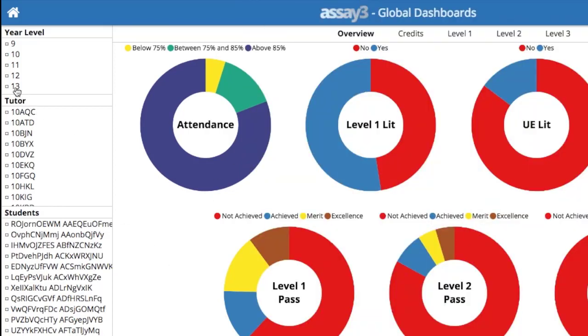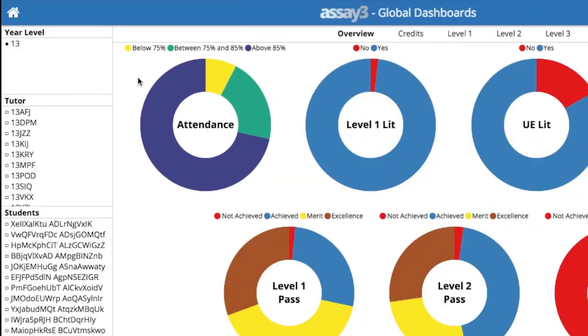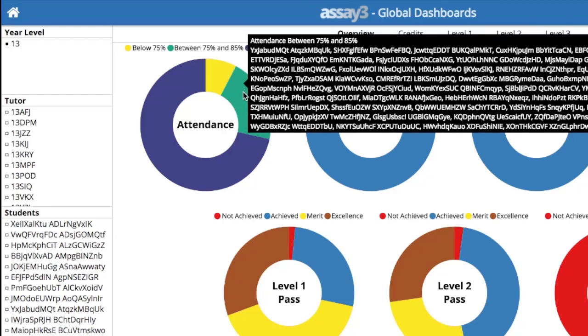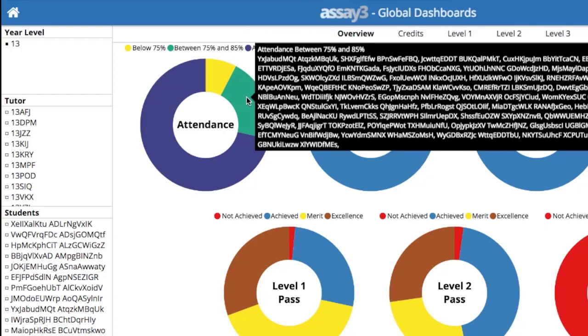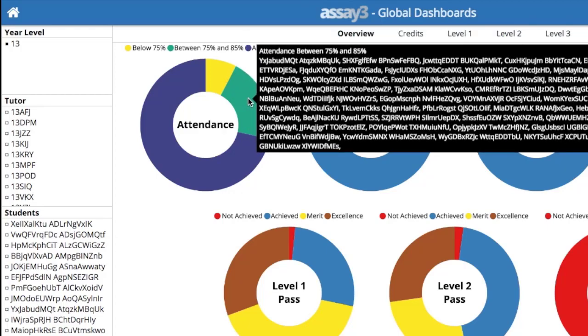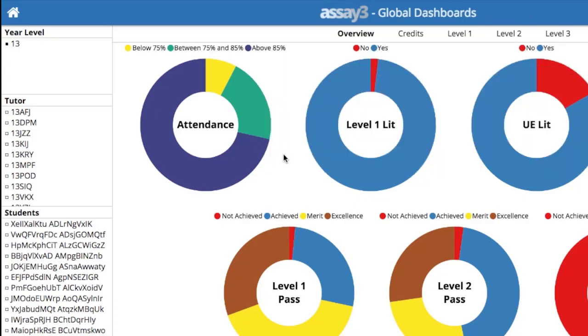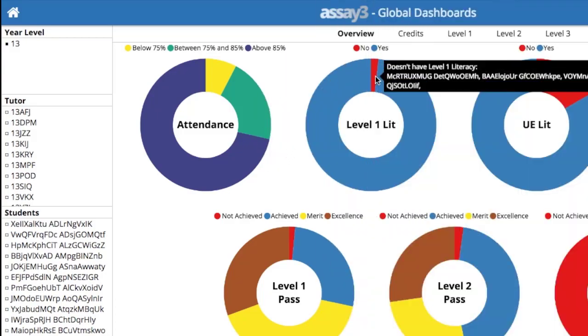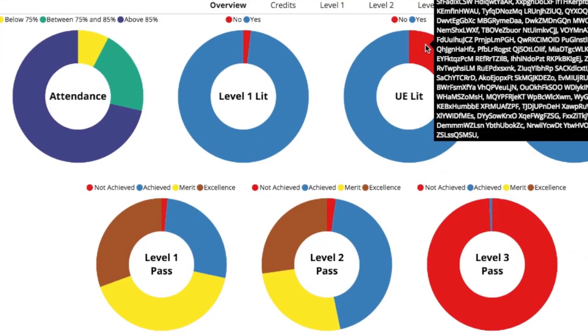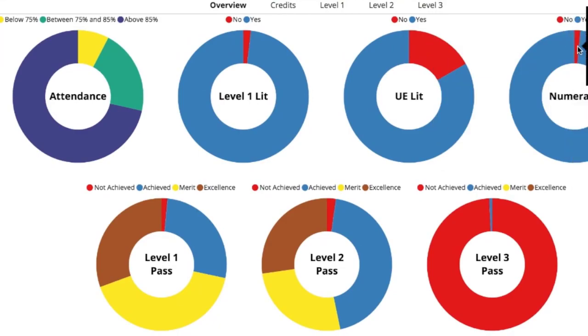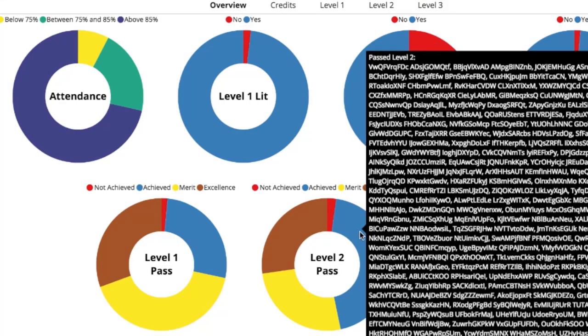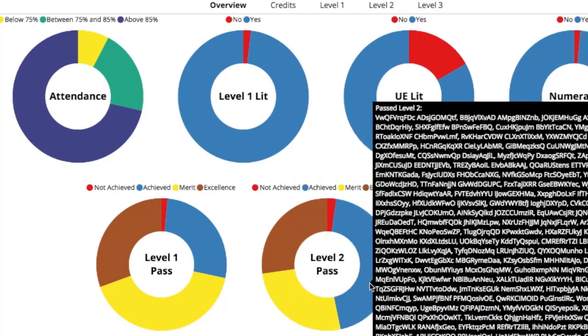If we're looking at that Year 13 group of students again, what we can do is hover over these areas to highlight any students that may be an issue. You'll notice all of these names are a bit weird. They've been randomized for privacy. We can also see which students don't have level 1 literacy and level 2 literacy and their numeracy. We can also see which students have passed level 2 with achieved, merit and excellence.